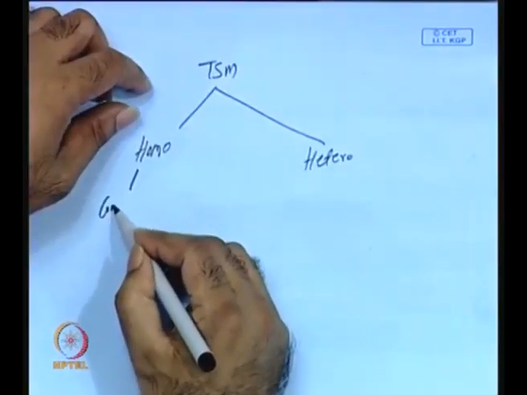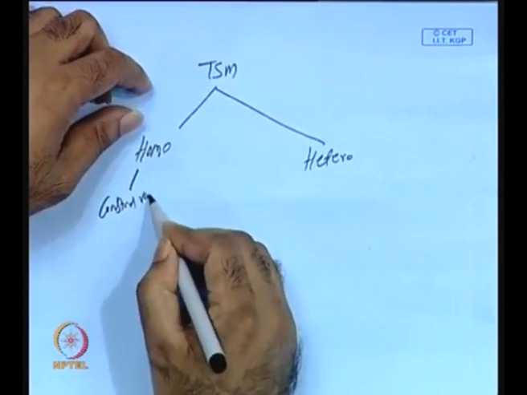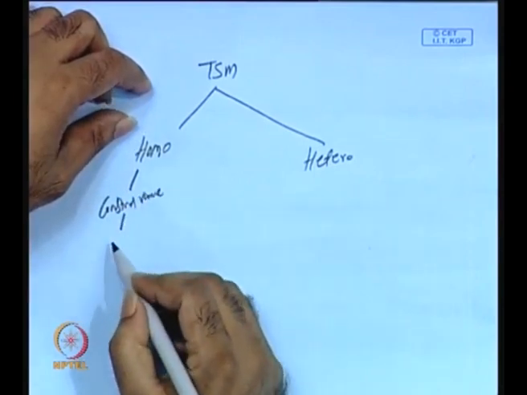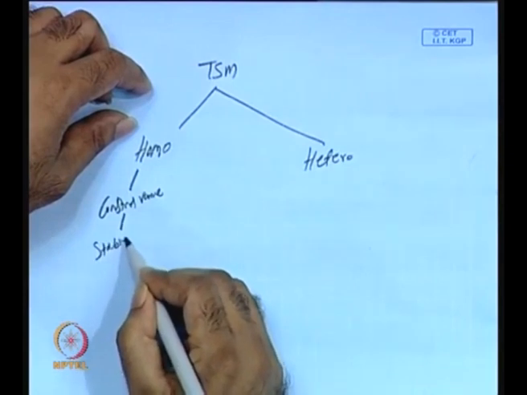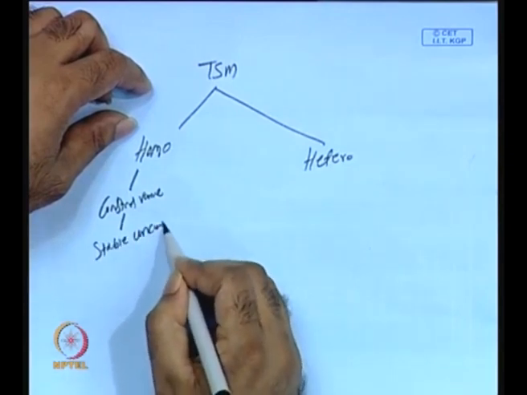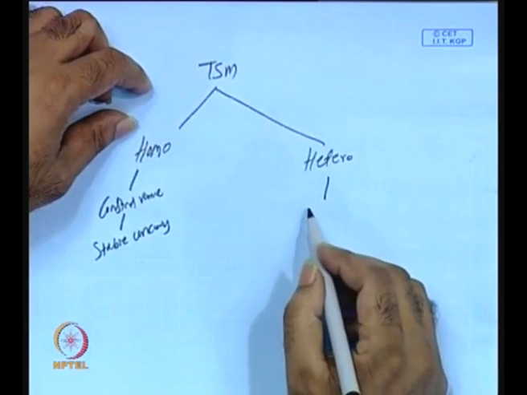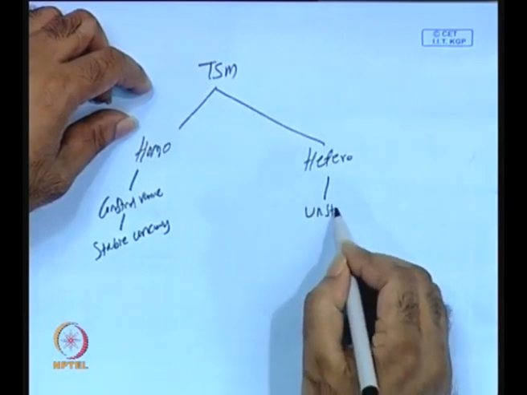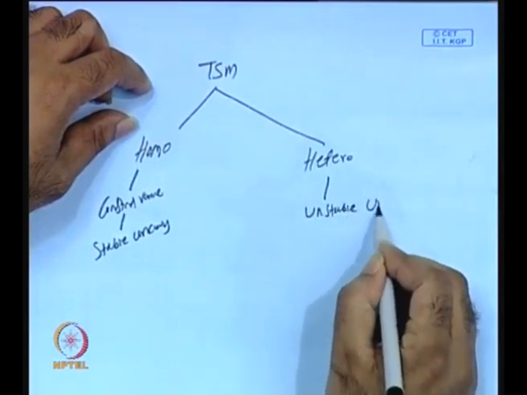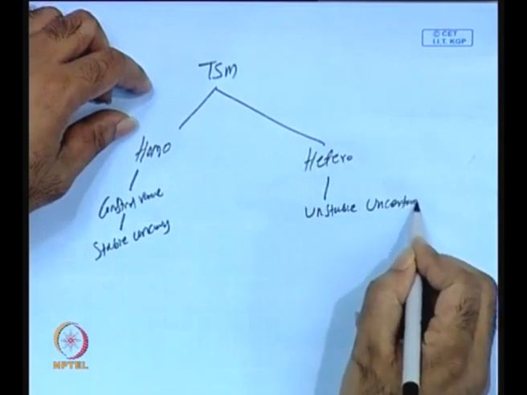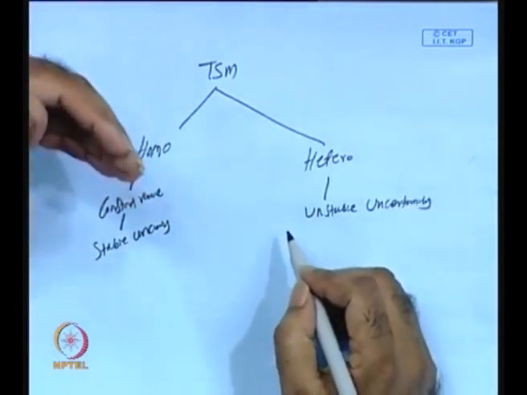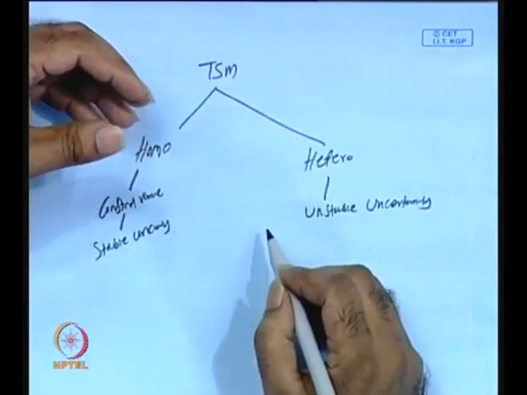In the case of homoscedasticity, it is constant variance over time or over the samples, and it gives you stable uncertainty. Heteroscedasticity gives you unstable uncertainty. In fact, this is my own term; sometimes I use the terms stable uncertainty and unstable uncertainty.